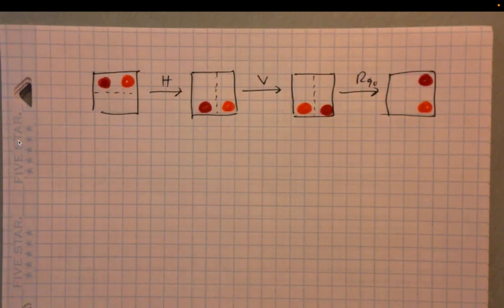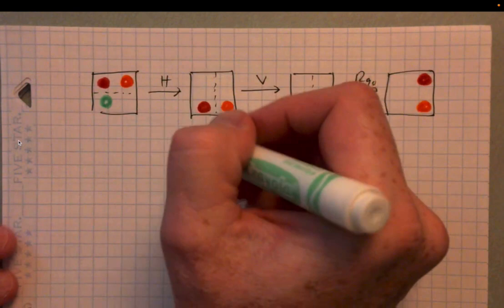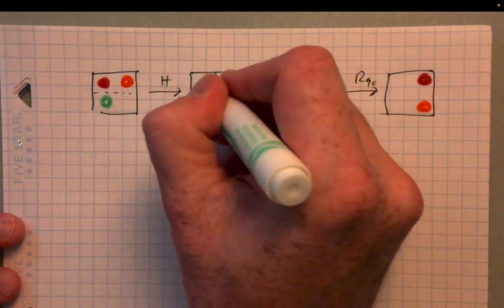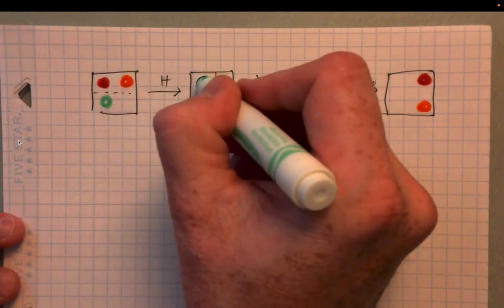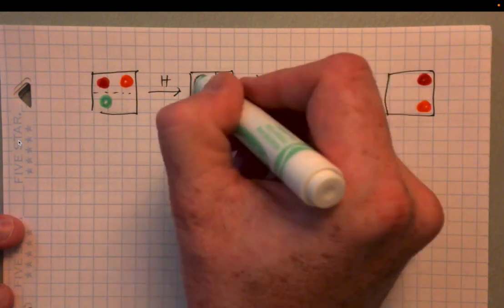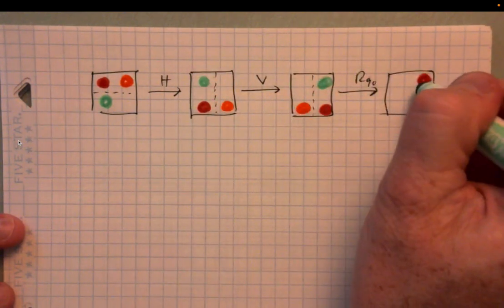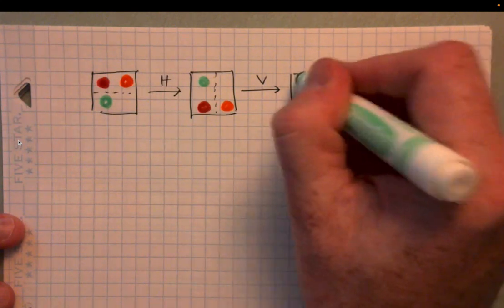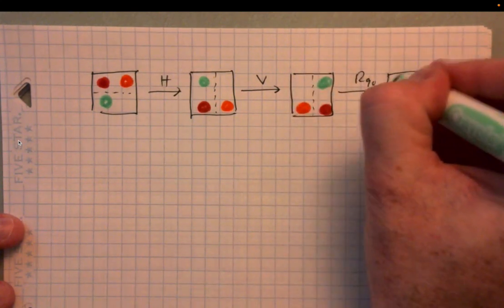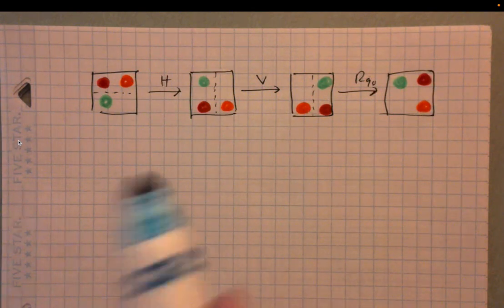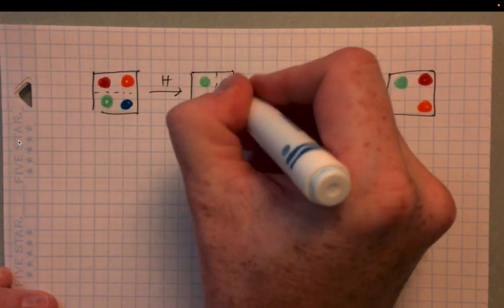Okay, what about green? Green starts out down below. Horizontal flip brings it to the top, so here we're flipping it up and it goes to there, and then we got to flip it across the vertical, and then it lands over there, and then a 90-degree rotation makes it move from here over. Okay, and then blue is going to be basically everything else.